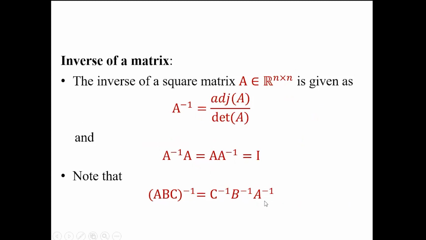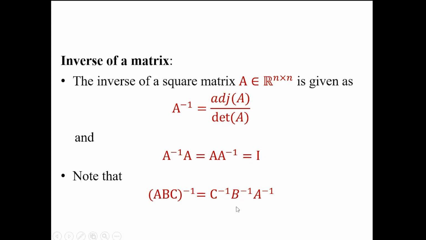And then the inverse of a matrix, again, is the adjoint of A over the determinant of A. And this holds: the inverse of A times A is the same thing as A times its inverse, and that is going to give you an identity matrix.